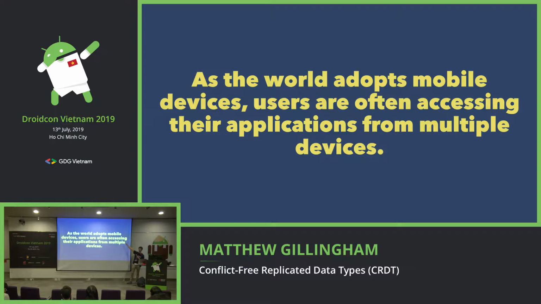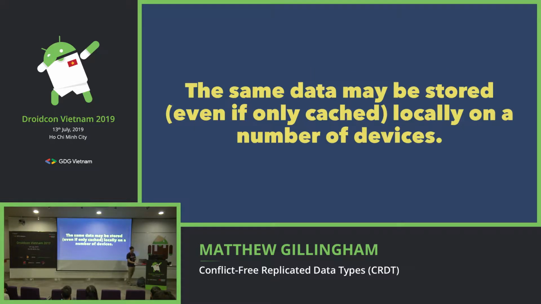So, as the world is adopting more mobile devices, we're writing applications that need to be used on different devices. For example, your application might have a server side. It might also have an Android version. You might use the Android version of your app on 2 Android devices. Your users might use your app on an Android device and on the web. So the application may have its data distributed through different things.